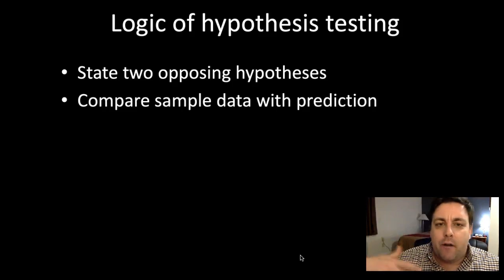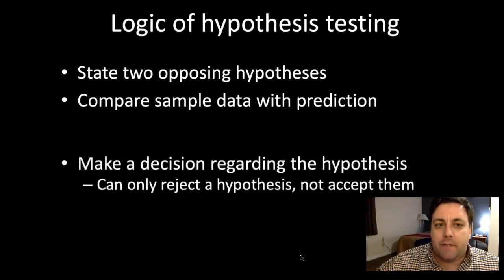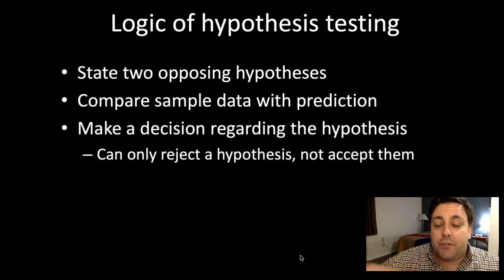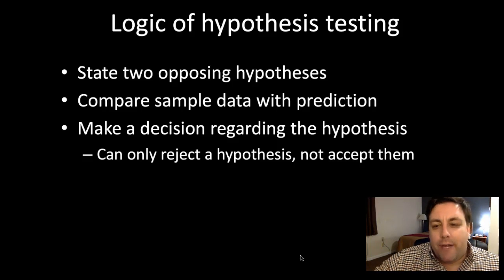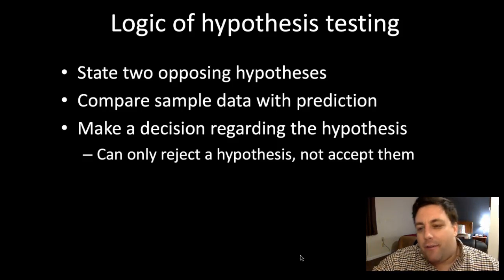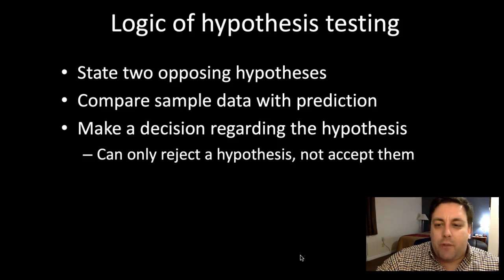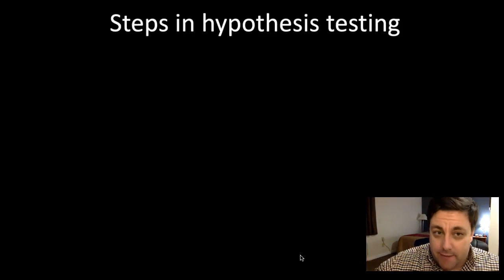We then compare our sample data with these hypotheses, and we make a decision regarding which one we're going to reject. Now, the way this works is you can actually only reject a hypothesis, you can't accept them. But by virtue of rejecting one hypothesis, what that means is that we're sort of embracing or giving favor to the other hypothesis because we had to reject the one. So more on that in a second.